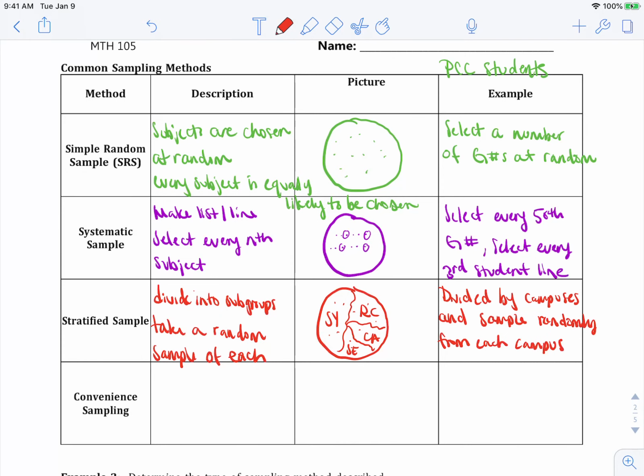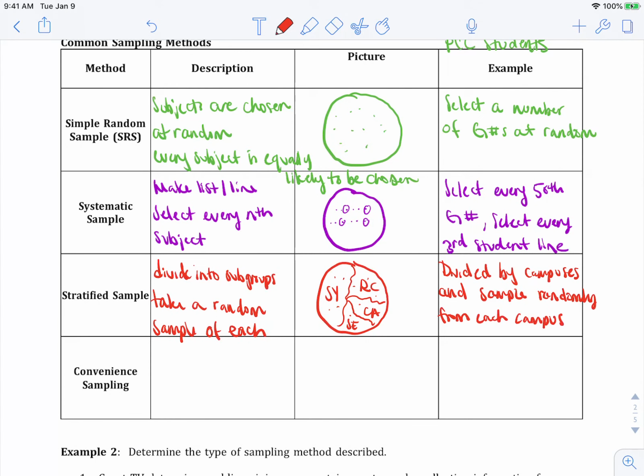And the last sampling method is convenience sampling. I like to think of this as our lazy sampling. So that is why this is just not the best way we should get our data. All right, you're not putting any thought behind it. It typically will not give you a good representation of your population. And so a picture of that is you're just focusing on what's convenient for you, and then you choose your subjects that way.